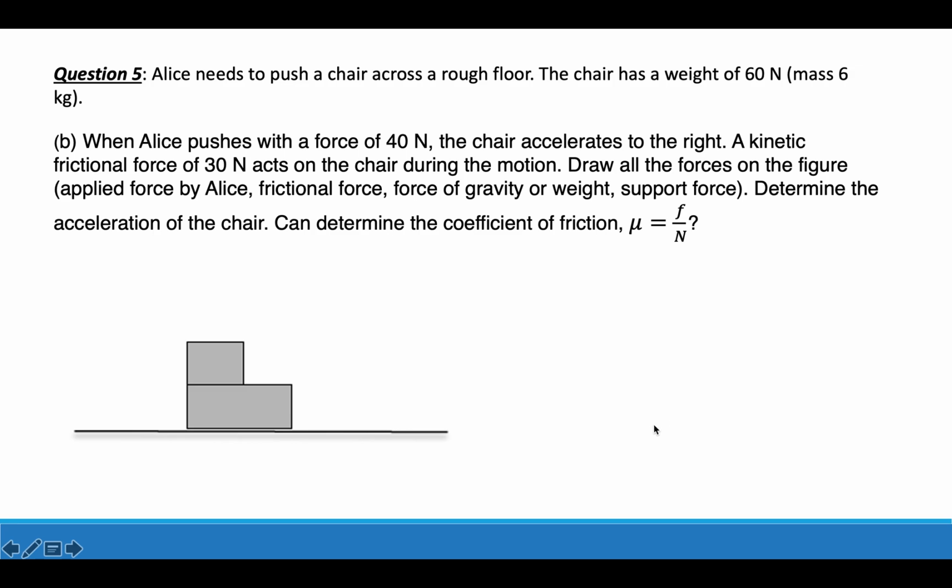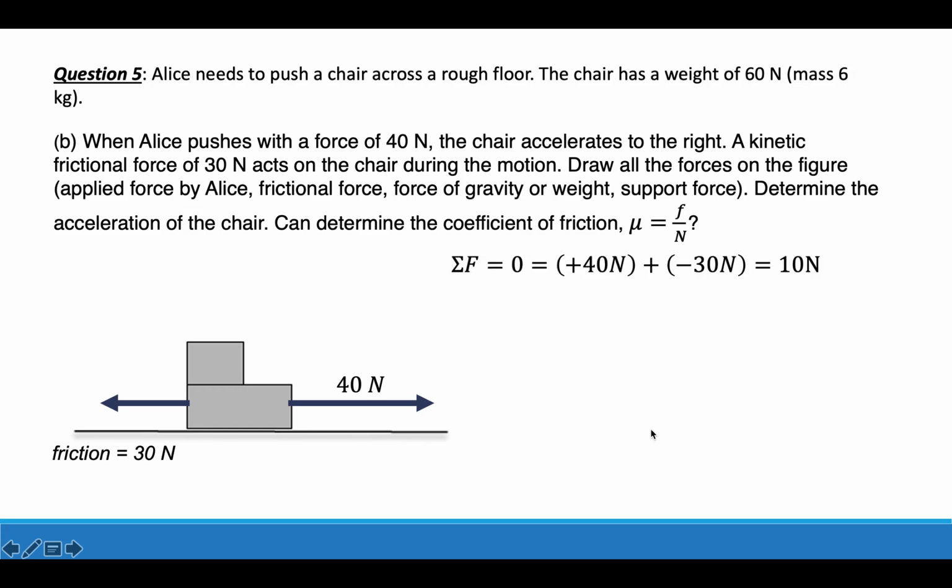So we know that Alice is pushing with a force of 40 newtons to the right. We also know that there is a frictional force that is acting on the chair during the motion, and this is kinetic friction because the chair is in motion, and that frictional force is acting to the left, and it has a force of 30 newtons. So we can use the fact that the sum of the forces along the horizontal direction... there's a mistake here, this is not equal to zero, because we can't have 0 equal to 10, so just ignore that 0 there.